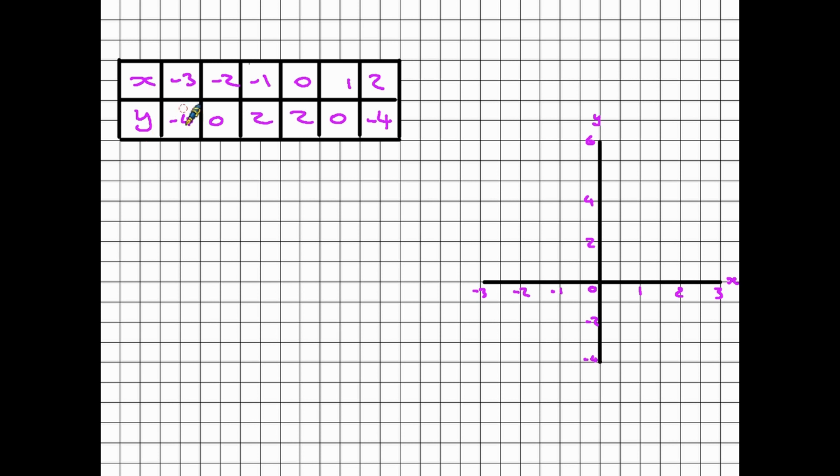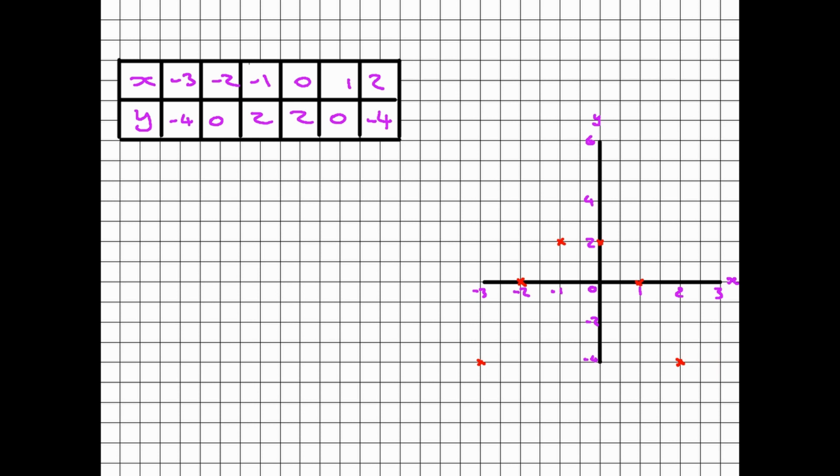x, y, minus 3, minus 4. So minus 3, minus 4, we're starting down here. Minus 2, 0 is just there. Minus 1, 2 gives us there. 0, 2 is here. 1, 0 is here. And 2, minus 4 is down at the bottom here.